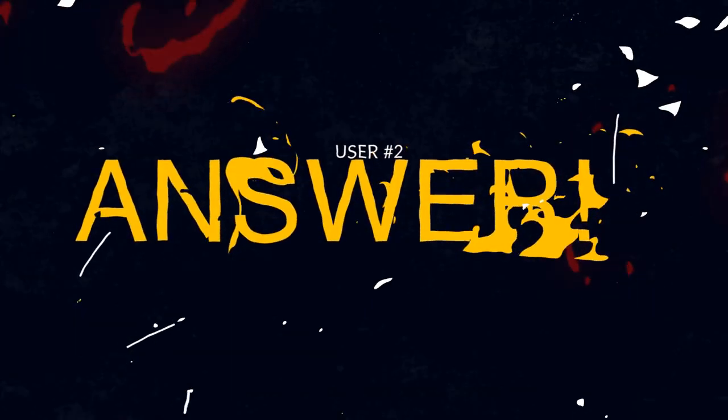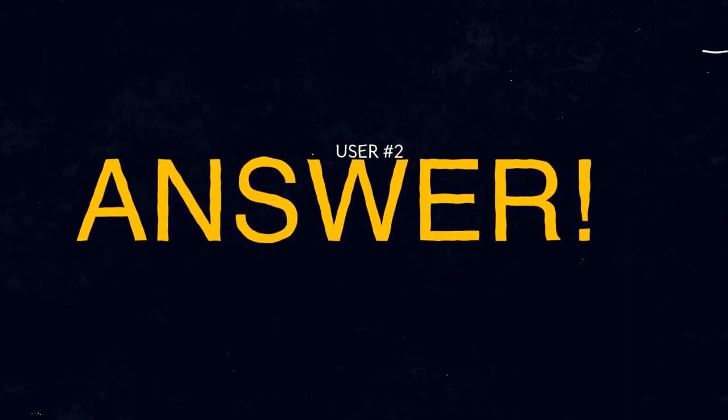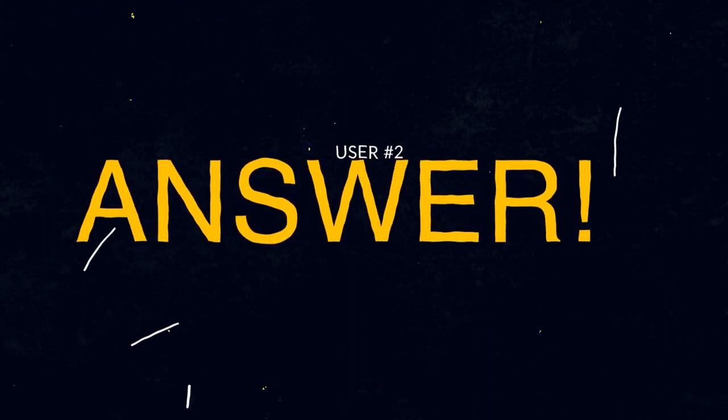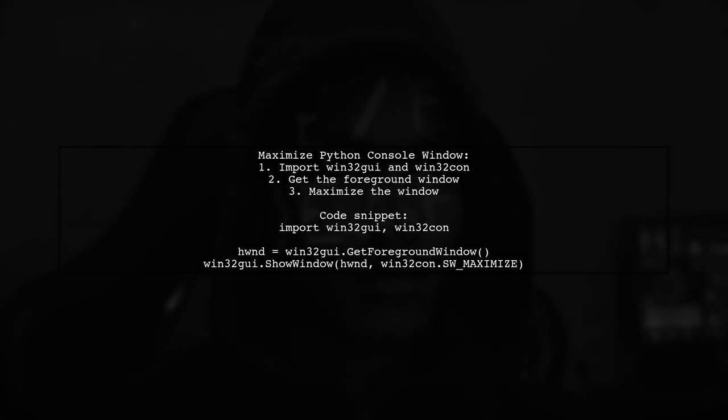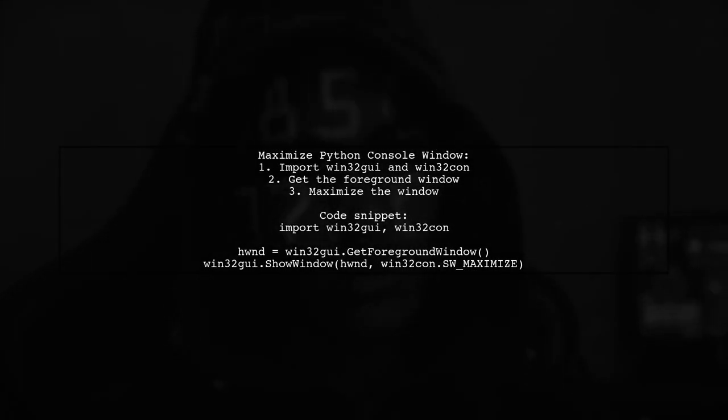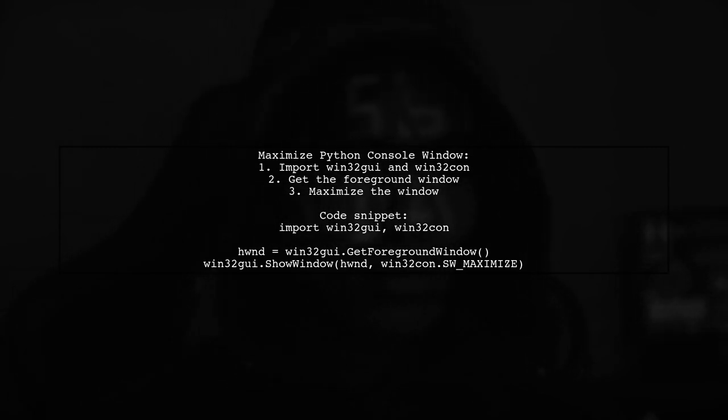Let's now look at another user-suggested answer. To maximize your Python console window, you can use a simple script with the win32gui and win32con libraries. This method retrieves the current window and maximizes it.